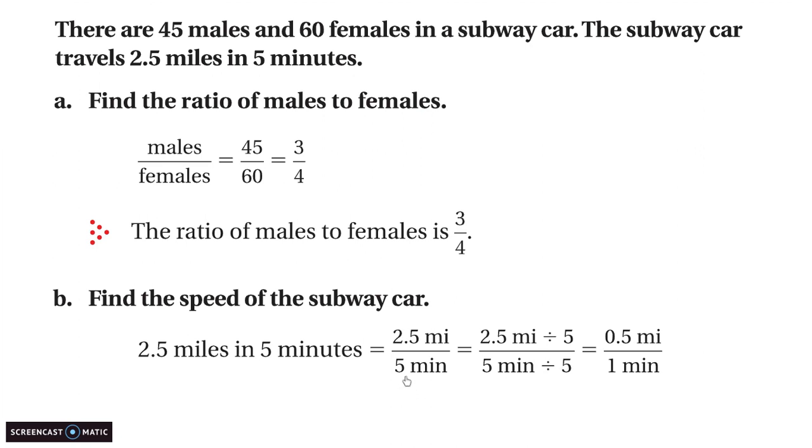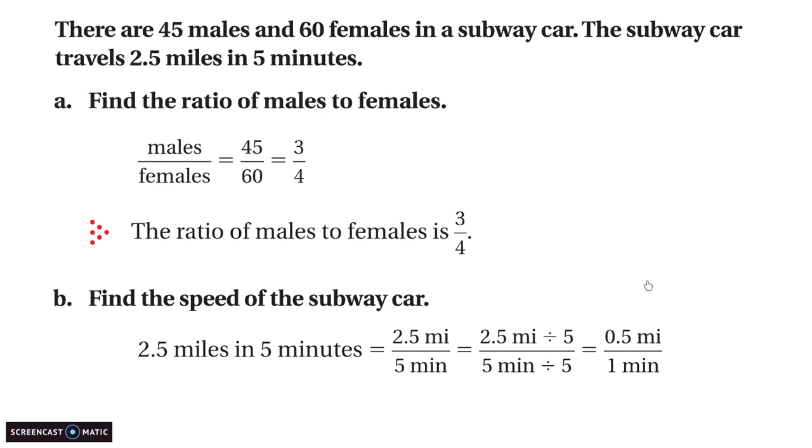So we want to turn 5 minutes into 1 minute. To do that, we divide 5 by 5 and we get 1 minute, right? Since we're dividing 5 by 5, we have to divide the top by 5 too. Okay? 2.5 divided by 5 is going to give us 0.5. So if the car is going 2.5 miles in 5 minutes, it's going 0.5 or half a mile per minute. Okay? 2.5 miles for every 5 minutes means 0.5 miles every minute.